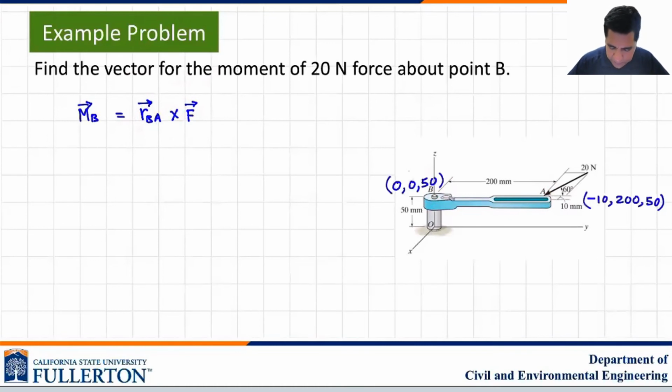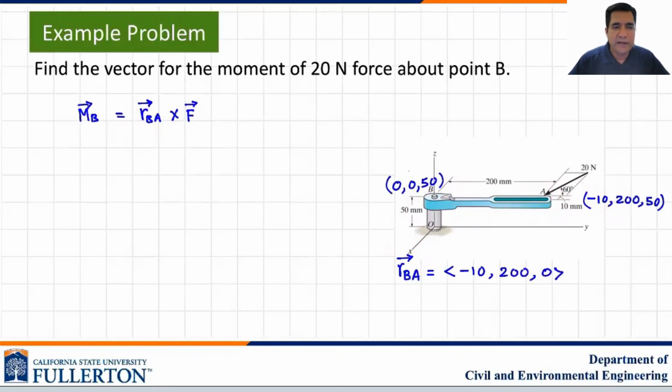To get the position vector, the first thing we need is the coordinates. For point B, since it is only in the Z direction, it is 0, 0, 50. For point A, it is 200 millimeters in the Y direction, and in the X direction, positive is this way, so it's negative 10, backward. In the Z direction, it is still 50. Once we know the coordinates, r_BA is the coordinate of A minus the coordinate of B. That gives minus 10 minus 0, 200 minus 0, and 50 minus 50. So this is our position vector BA.